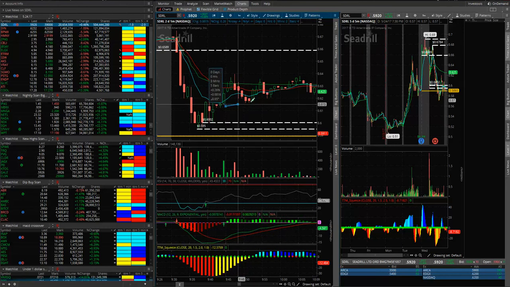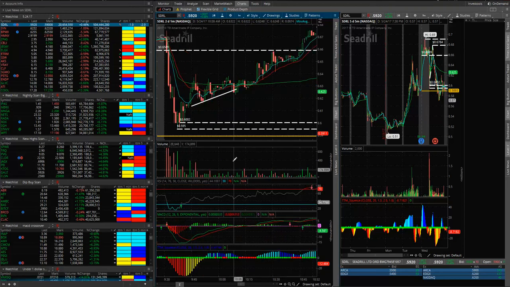So if you notice, look what's happening. It's forming lower highs. See? I mean, higher lows. Higher low, higher low, higher low. You see? It keeps forming higher lows as it goes. So if you notice this trend, it's just forming higher lows. So that's giving me the confidence to know that the stock is going to continue to go up. Higher low, higher low, higher low.